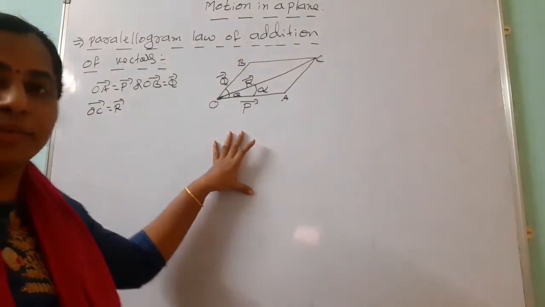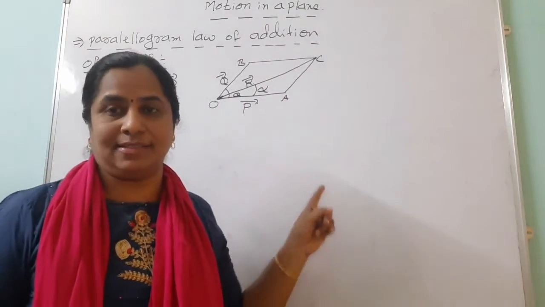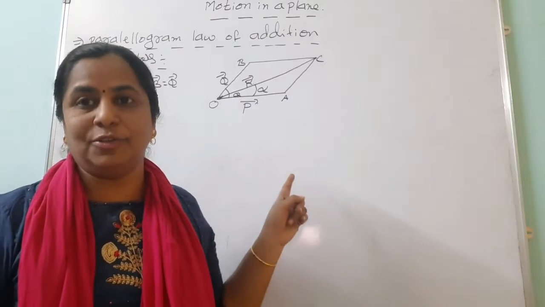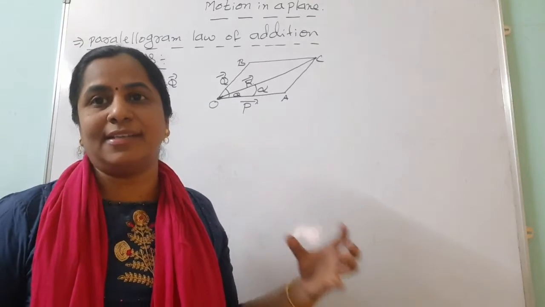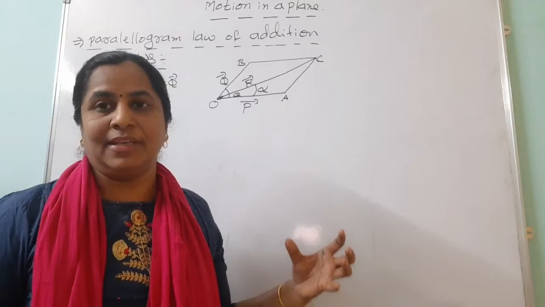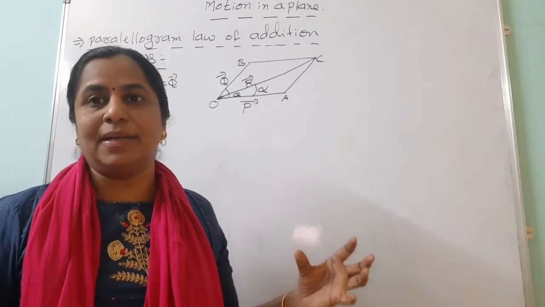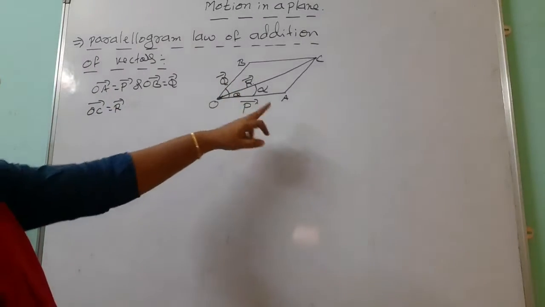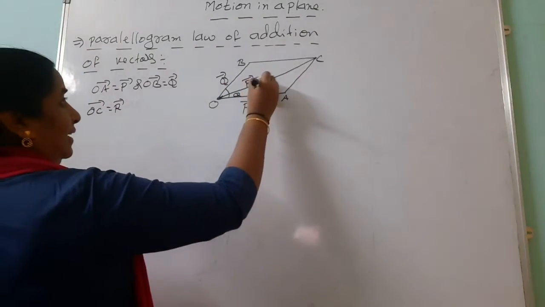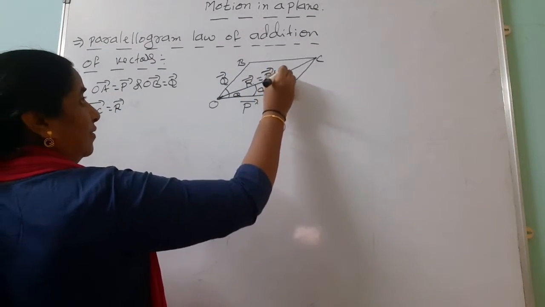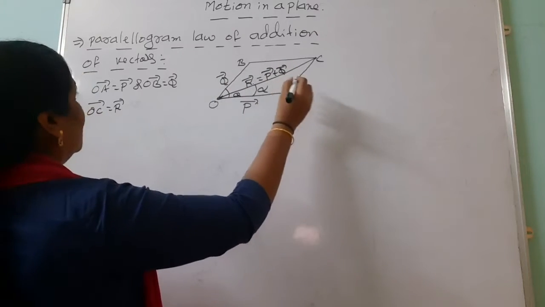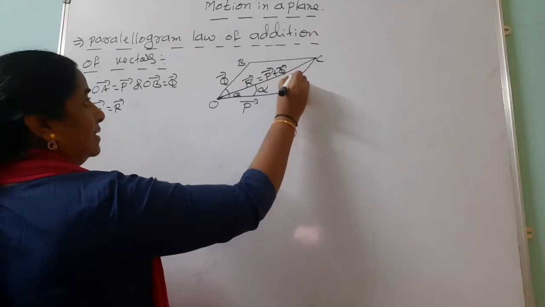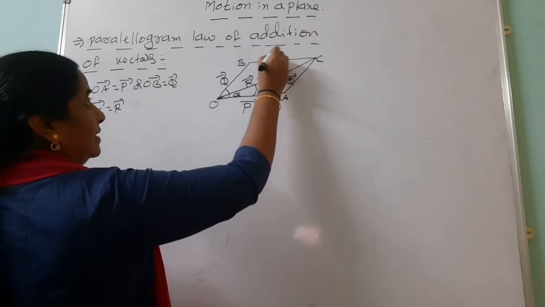So what is the statement for this? If two vectors, what are those? P bar and Q bar, are representing two adjacent sides of the parallelogram, then the resultant is represented by the diagonal passing through the origin. The diagonal is nothing but the resultant of these. We can write it as P bar plus Q bar. Why? In a parallelogram, opposite sides are the same. This is Q bar and this is P bar.